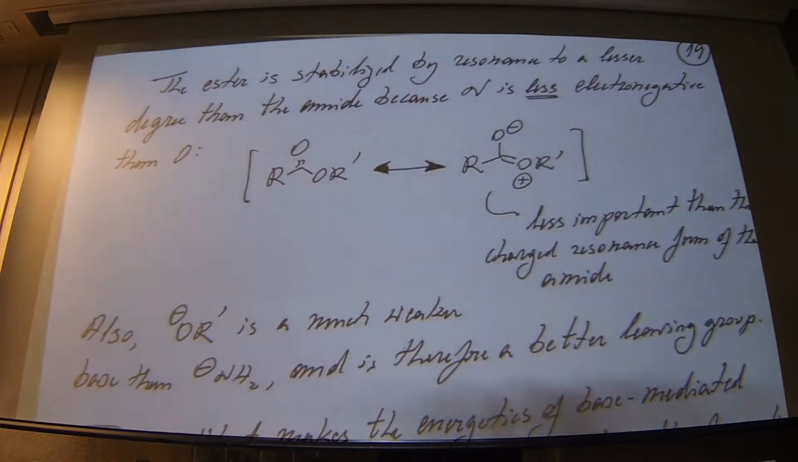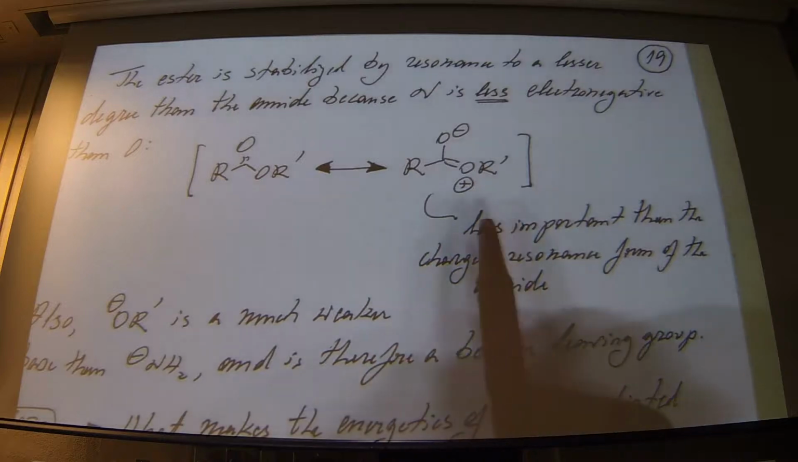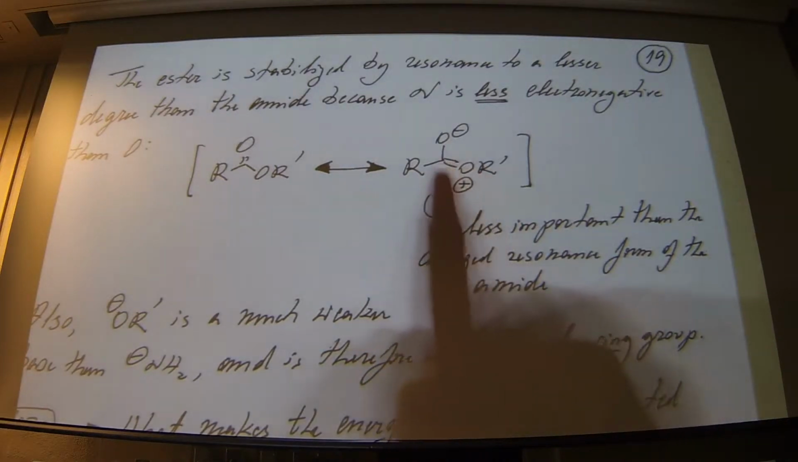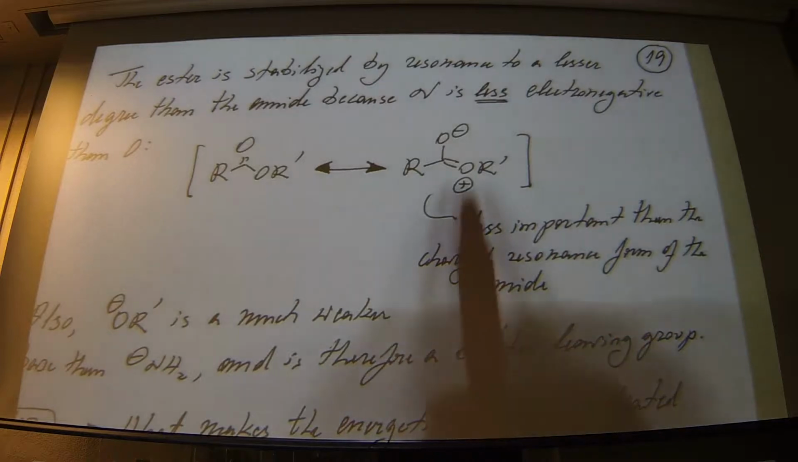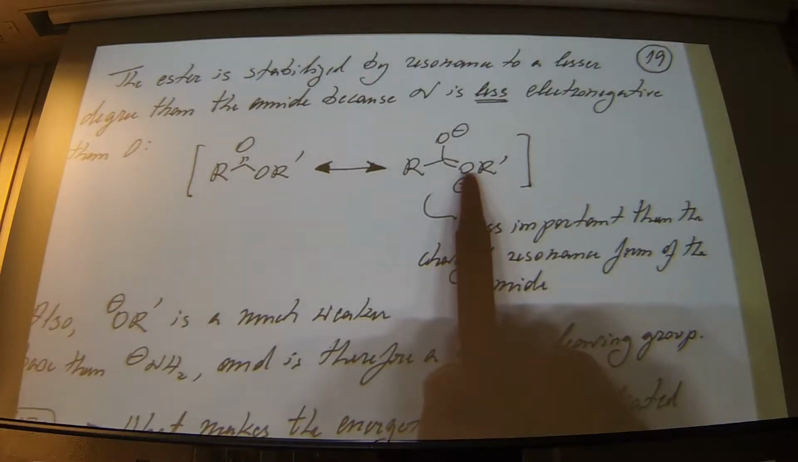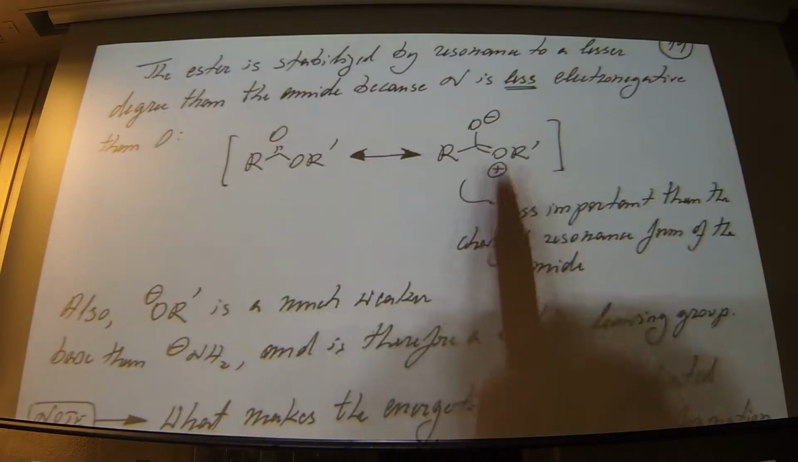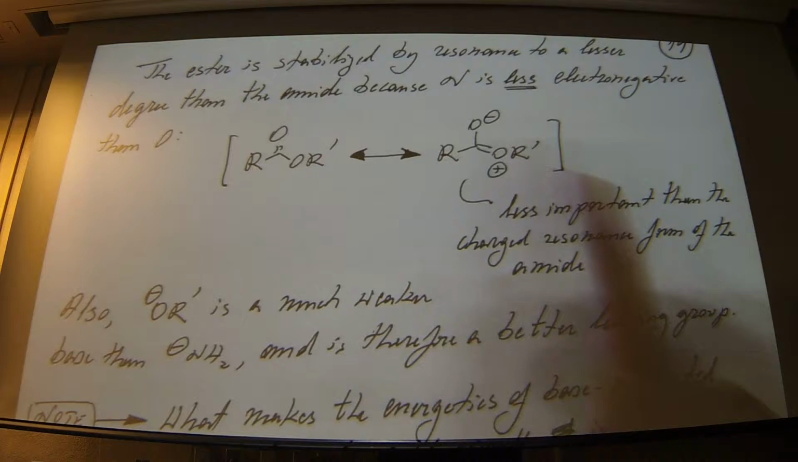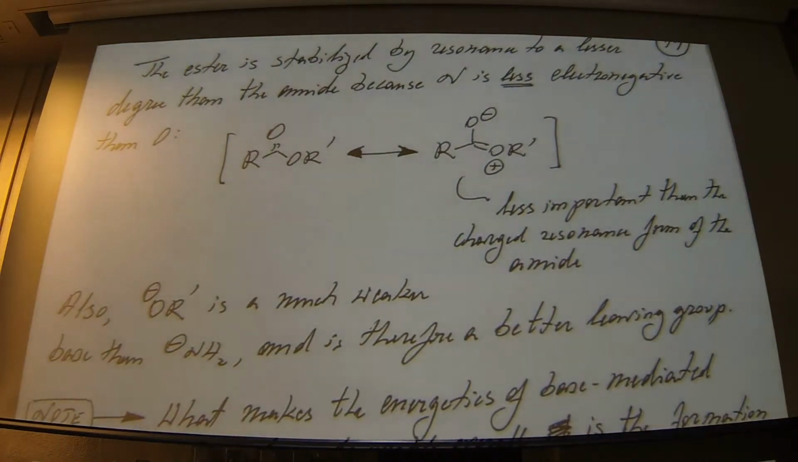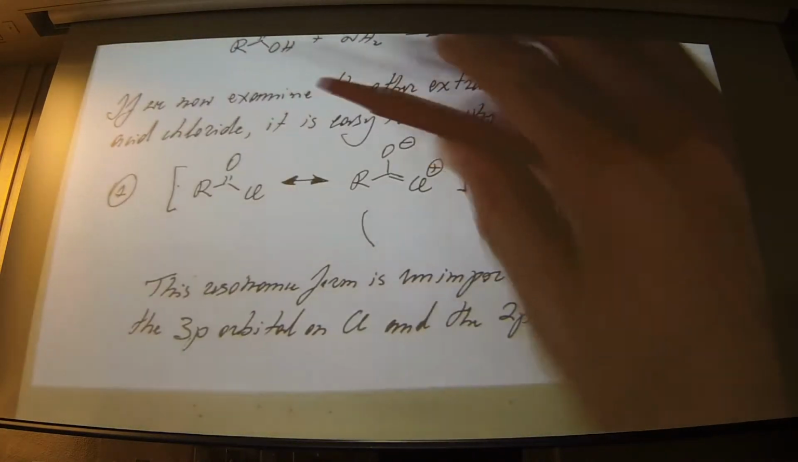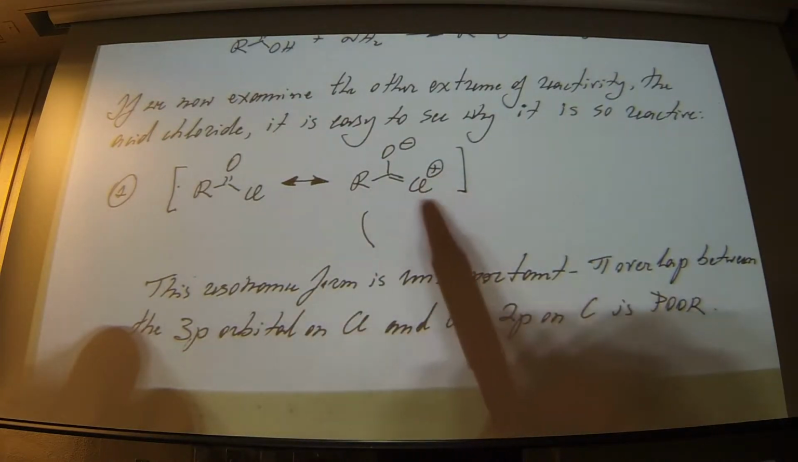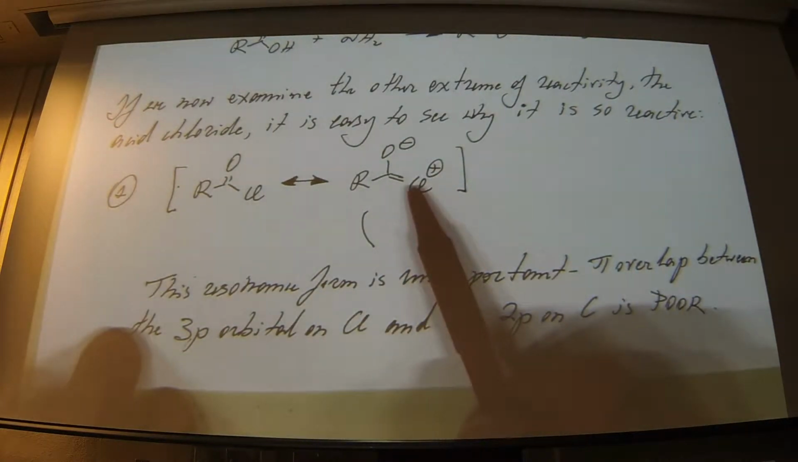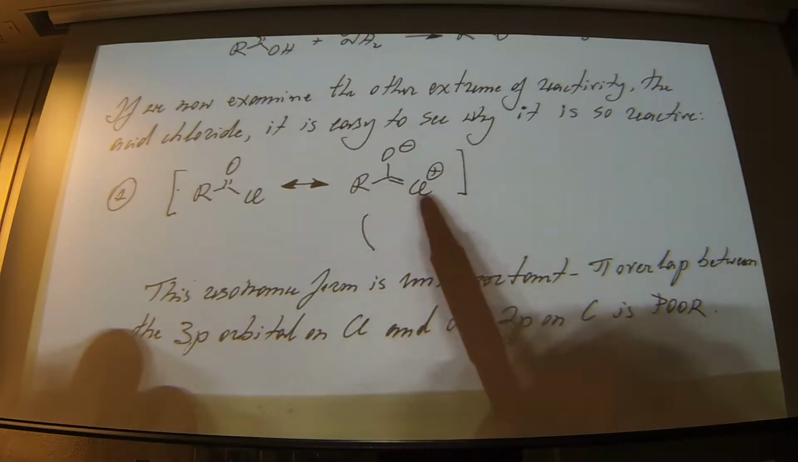Another way to look at this, of course, is to look at the resonance stabilization of the starting material. For an ester group, this resonance structure is less important than the corresponding one for an amide, because here the positive charge is on oxygen, which is more electronegative. For the amide, that positive charge is on nitrogen, which is less electronegative. Then we can carry it one step further and look at chloride. For chloride, this is completely unimportant.